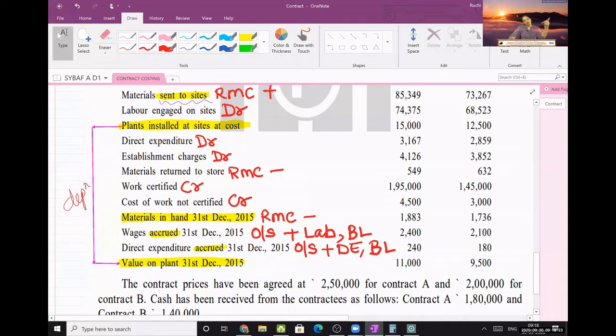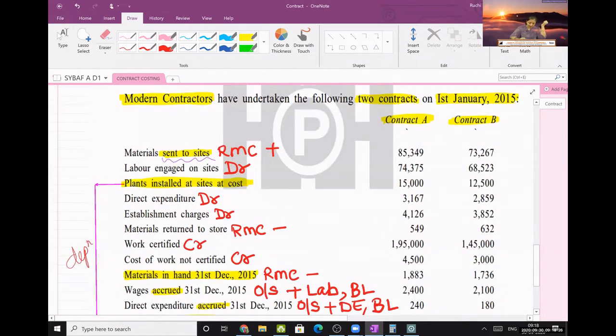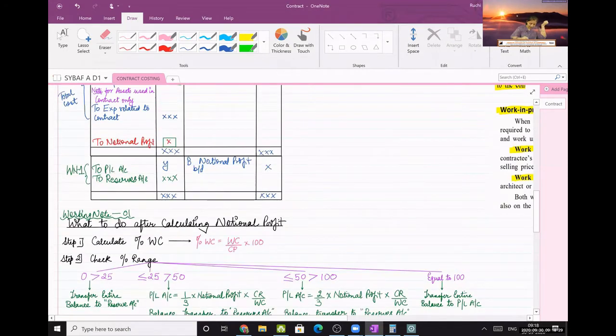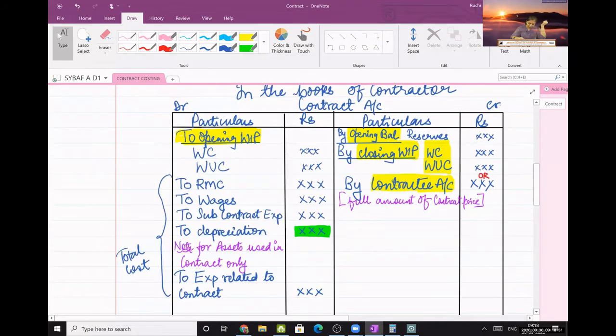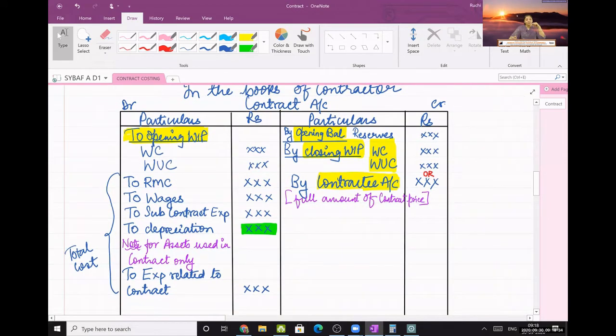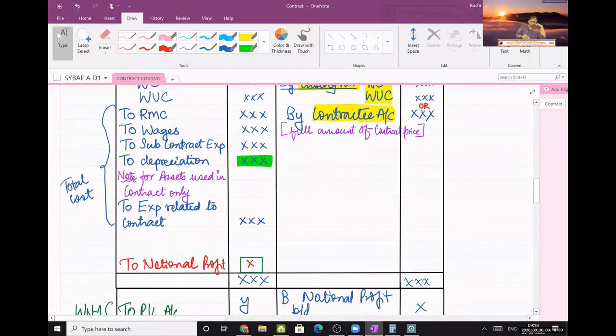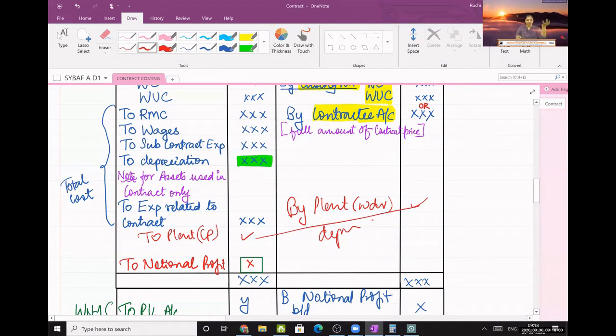Cost minus WDV is what? Depreciation. Correct? And when I explained you the theory part, see, look at the contract account. When I got you contract account, what did I teach you? We are going to take depreciation. Okay? Many textbooks or reference books, what they do, they show the plant cost price, and then they write here, buy plant, using plant, and a credit side, WDV, here. So, here ये difference क्या है? Depreciation. एक ही बात है.